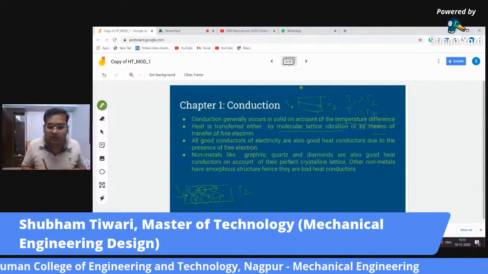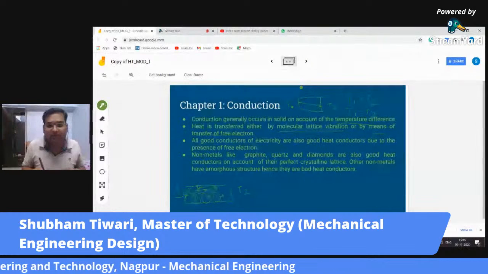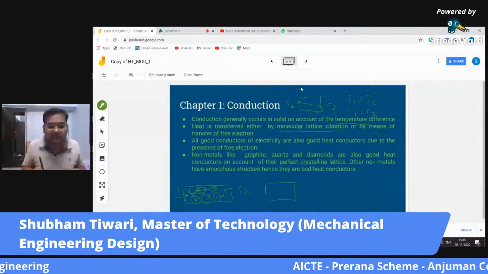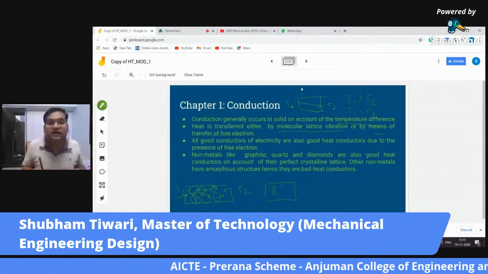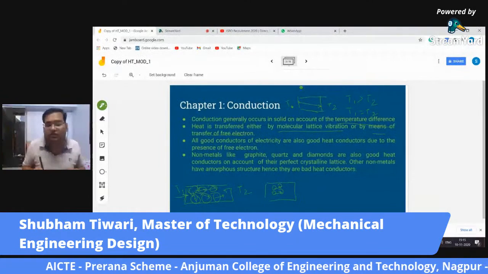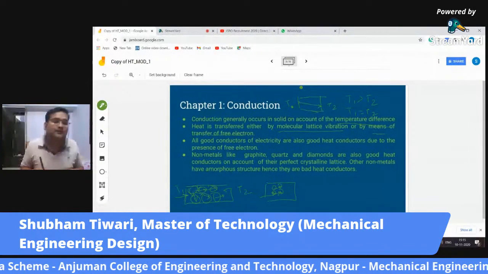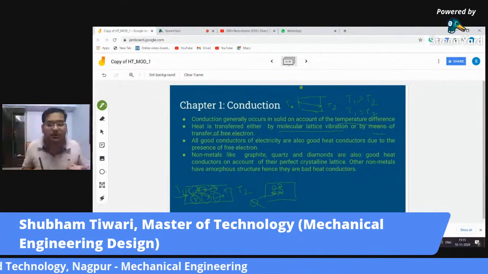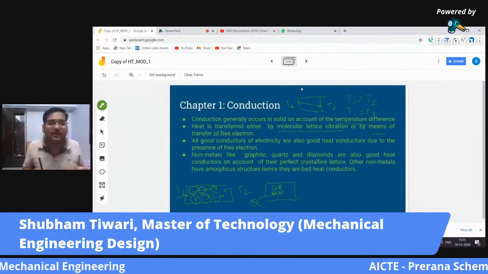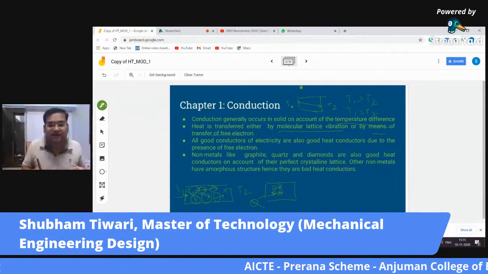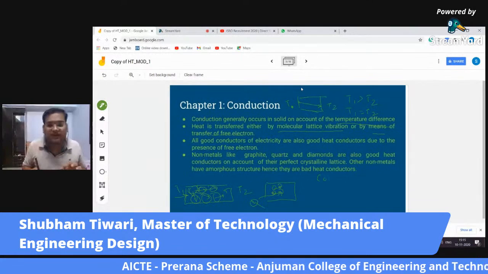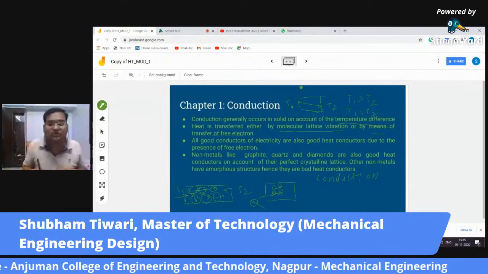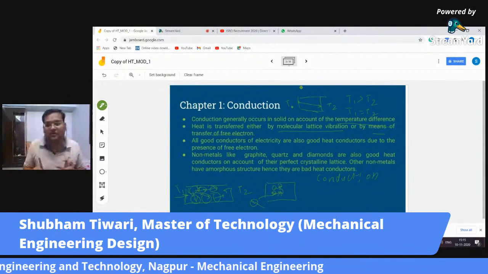Now, we also know that heat can also be transferred with the help of free electrons, as this was at the molecular level. But when we go to the atomic level, that is a further smaller level, the heat is transferred by means of free electrons. So when we provide heat to an atom, it will simply pass its free electron to the neighboring atom. In a similar way, heat transfer, or let's say conduction, can occur by two means: either by molecular lattice vibration or by means of free electrons.